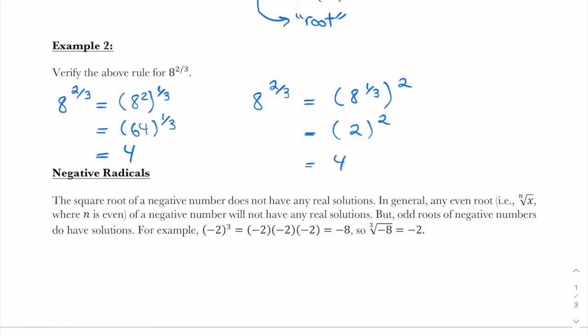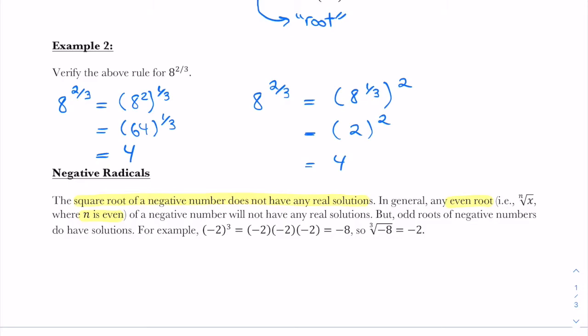Now a comment on negative radicals. Recall, the square root of a negative number does not have any real solutions. As you know, when you try to take the square root of a negative number, you get a calculator error. Let's generalize this though. Anytime you try to take an even root, and by an even root I just mean n, the index of the radical, is even, so it could be a square root, a fourth root, a sixth root, etc., anytime you attempt to take an even root of a negative number, that will not have any real solutions.